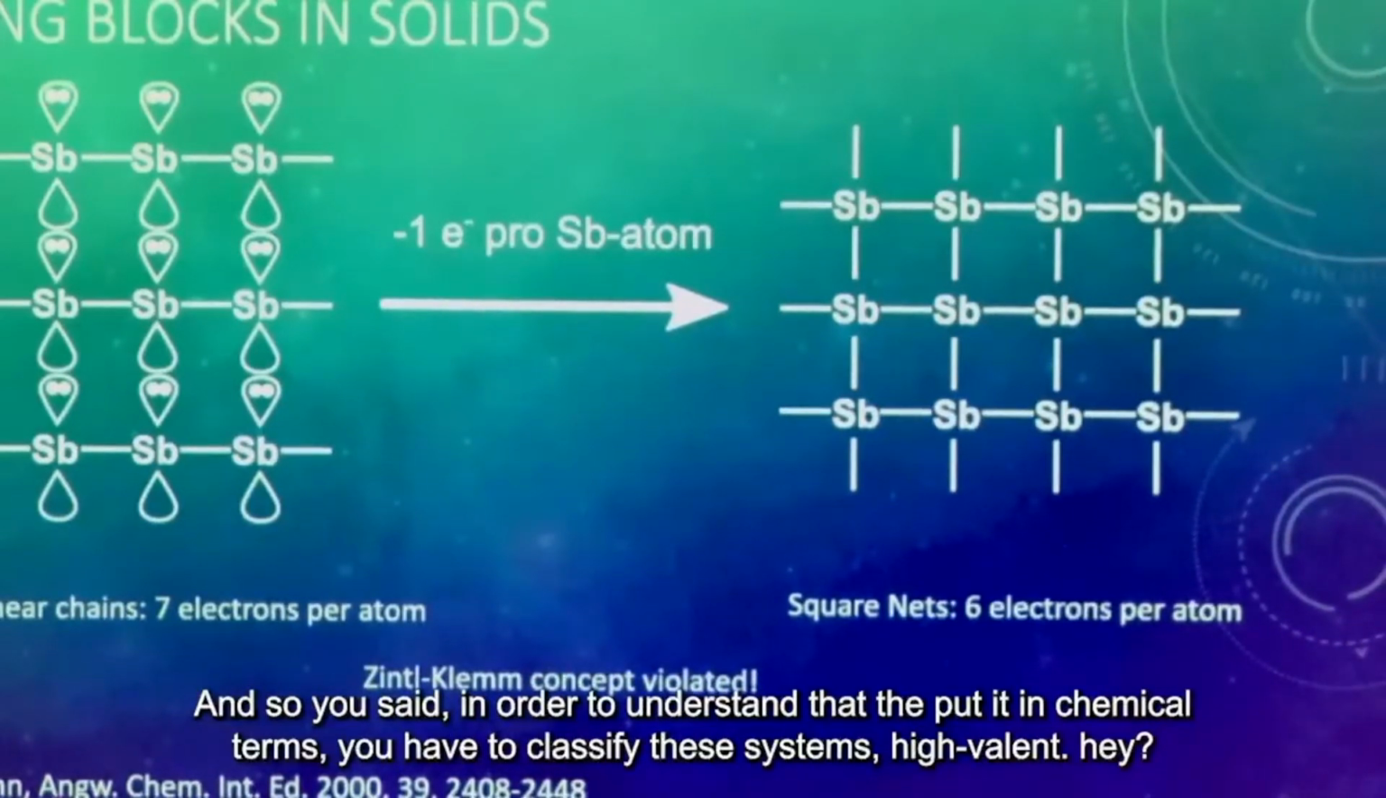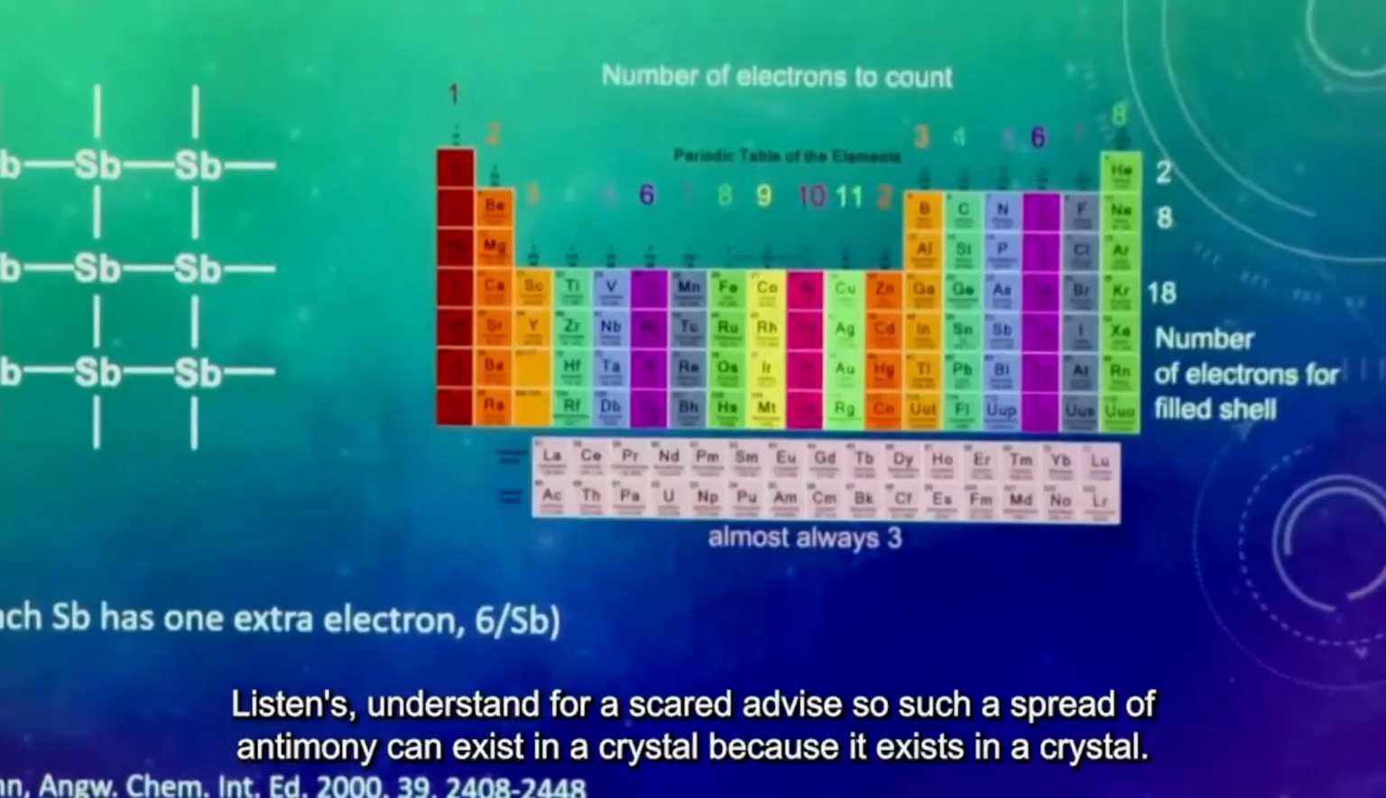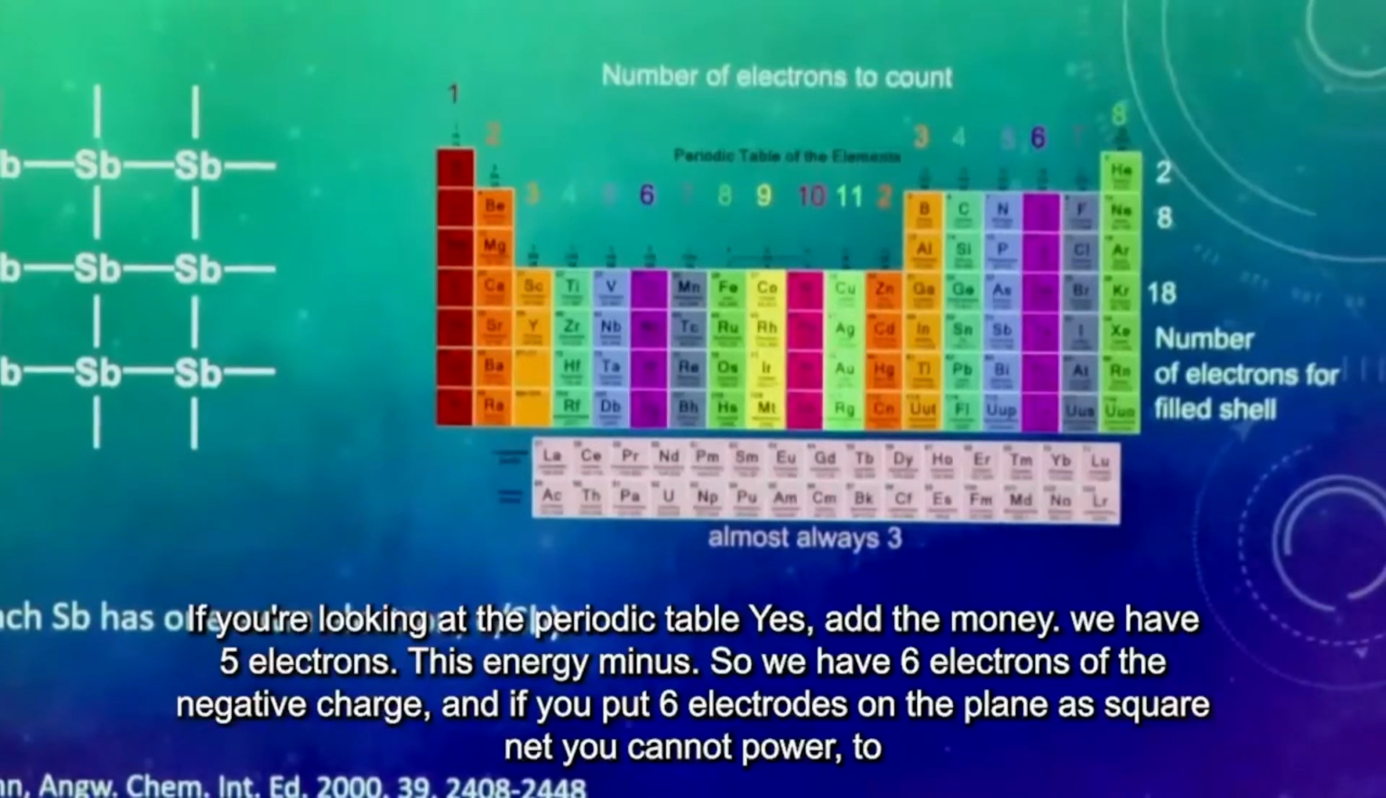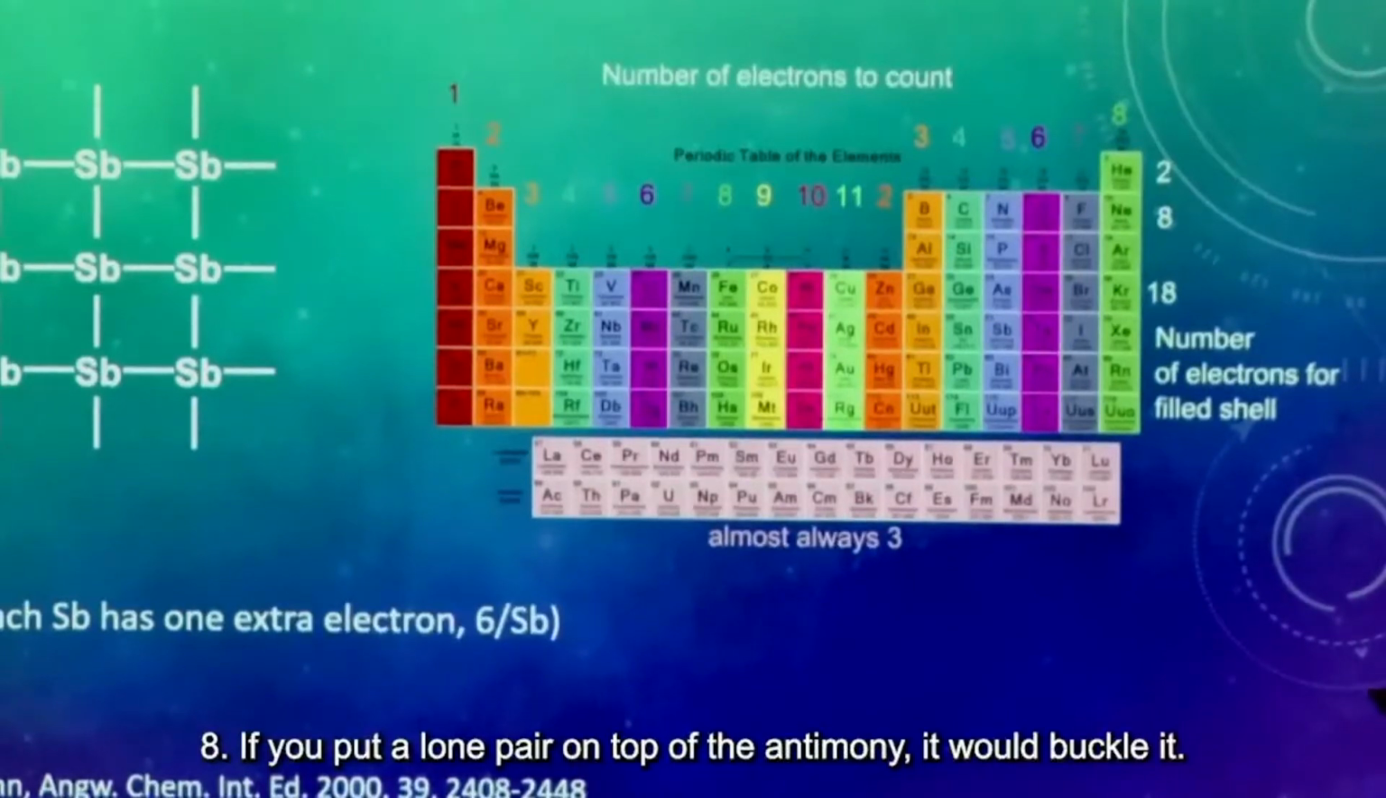And so he said, in order to understand it and put it in chemical terms, we have to classify these systems as hypervalent. Okay, let's understand why a square net is hypervalent. Such a square net of antimony can exist in a crystal. Because it exists in a crystal, it's actually antimony minus here, so there are positive cations for charge balance. If you look here in the periodic table, here's antimony. We have 5 electrons. This is antimony minus, so we have 6 electrons with a negative charge. And if you put 6 electrons on a planar square net, you cannot count to 8.